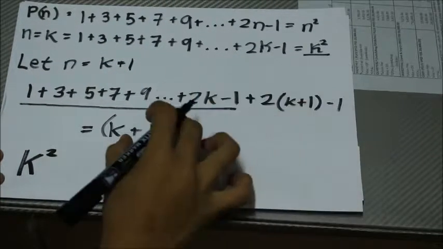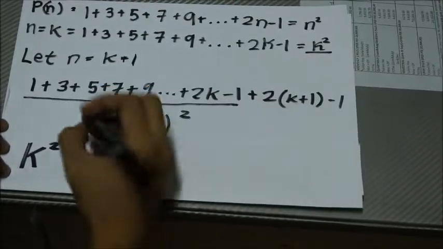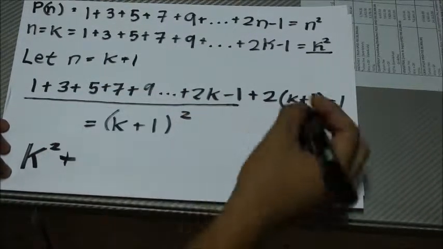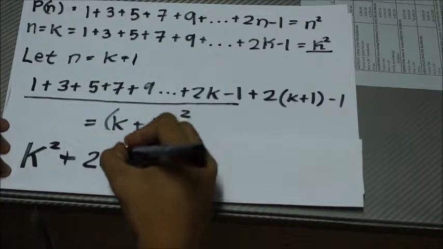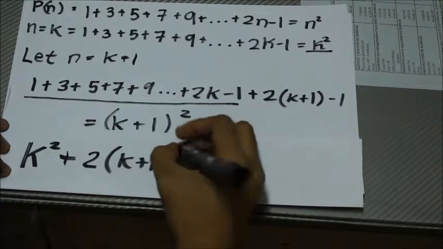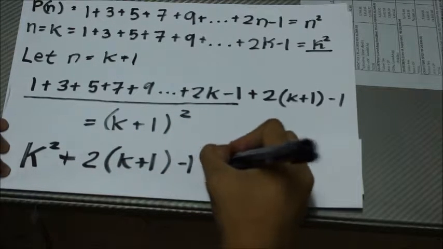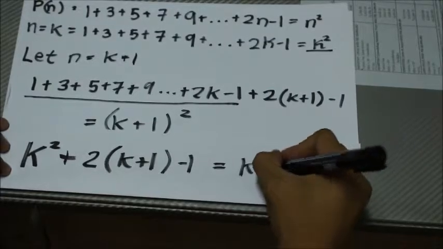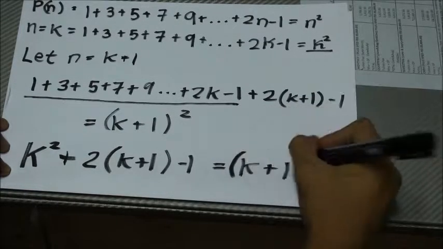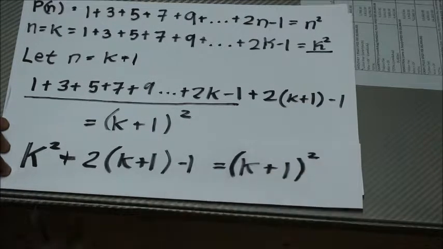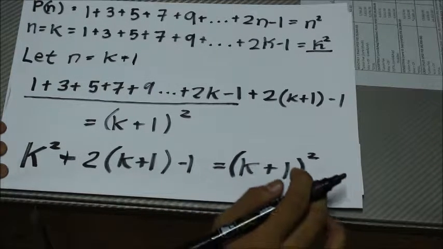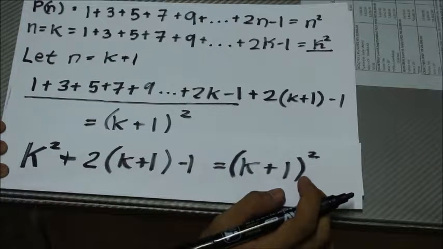Then copy the remaining variables. So, plus 2 times k plus 1 minus 1 is equal to k plus 1 squared. And after this, we're going to solve the equation and prove that it is equal.